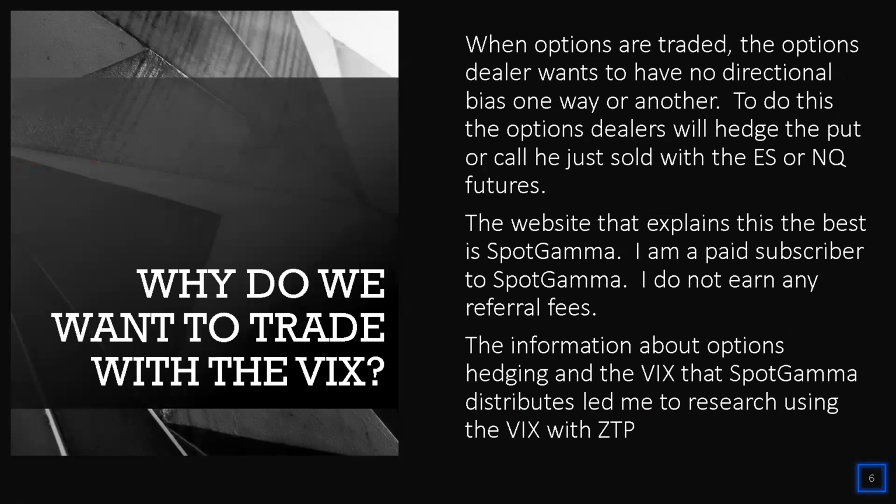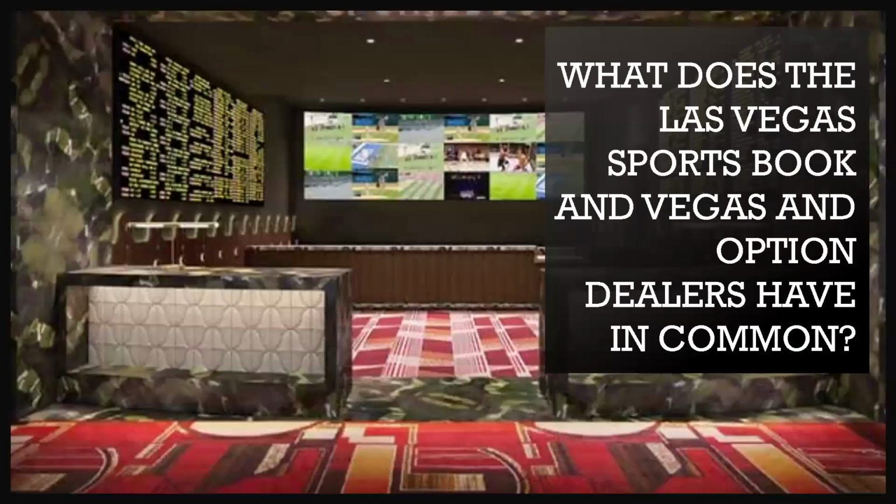So when options are traded, the dealer wants to have no directional bias. And to do this, he needs to hedge the puts and the calls that he's trading with futures, either in the ES or the NQ. And the website that I basically learned all this stuff from that explains it the best is called Spot Gamma. Full disclosure, I'm a paid subscriber to Spot Gamma, and I don't earn any referral fees. But the information about options hedging and the VIX that Spot Gamma distributes led me to do the research using the VIX with NinjaTrader Pro.